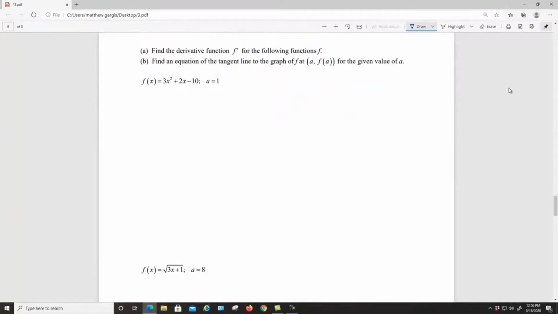Okay, this says find the derivative function and then find an equation of the tangent line to the graph of the function. So we've got about 3 of these that we'll look at. Alright, so we're going to use the limit definition again. So remember, f prime of x is equal to the limit as h approaches 0 of f of x plus h minus f of x over h. Okay, so again, it might be helpful to go ahead and write down what f of x plus h is. It's just this function with x plus h in the place of the x's.